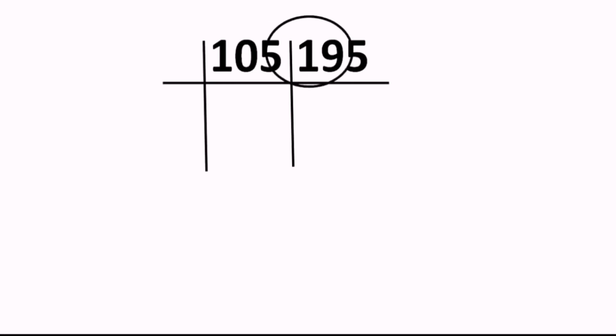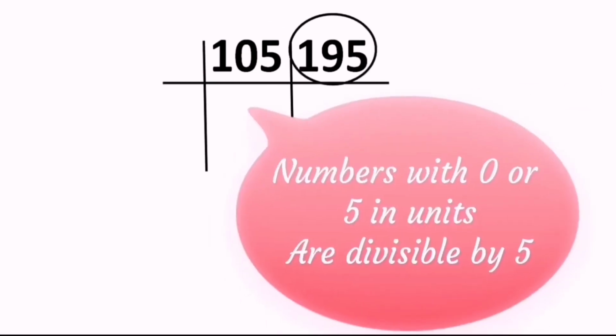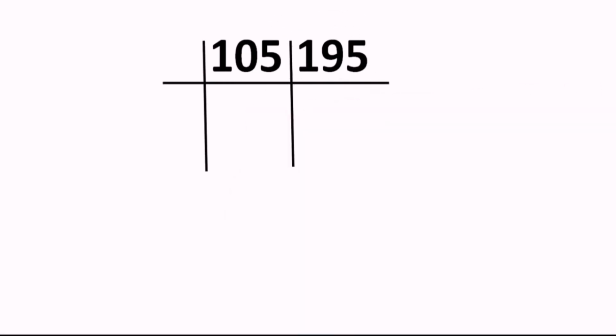Come on. So here the numbers are 105 and 195. Both the numbers have 5 in the units place. Then what is the number that you are going to use to divide them? Of course, whenever 5 or 0 is there in the units place, then we have to divide by 5, right? When 105 is divided by 5, we get 5 2s are 10, 5 1s are 5. That makes it 21, right?